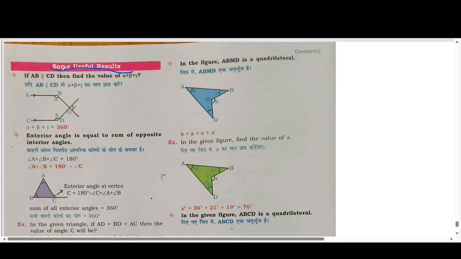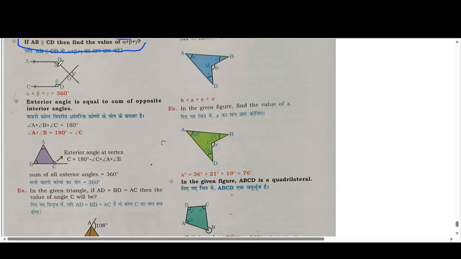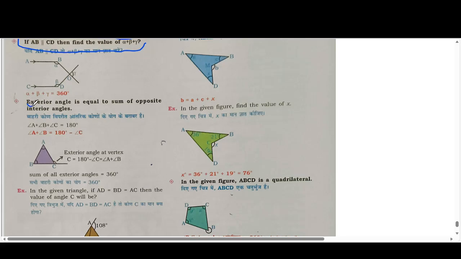Some useful results, let's see. If AB and CD are parallel, then find the value of alpha, beta and gamma. The sum of alpha, beta and gamma will be 360. Exterior angle is equal to the sum of the opposite interior angles, 180 minus theta plus half of the interior angle.